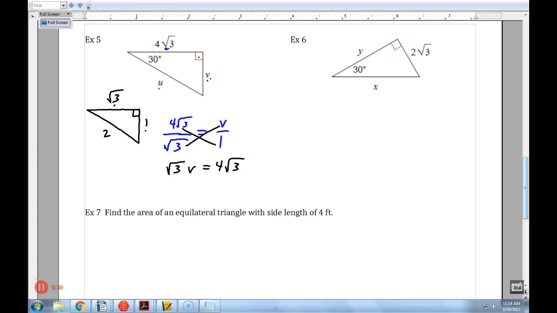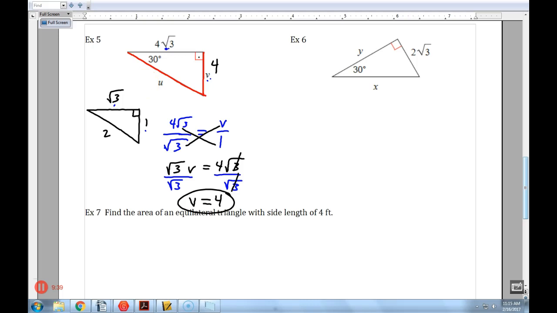Now if I want to get v all by itself, to get v all alone, I divide by the square root of 3, and I divide by the square root of 3, which should just give me v equals, these two go away, and I get v equals 4. Now I could use a shortcut right now. Right away, if I know the small side's 4, I know this hypotenuse, this longest side, is going to be double that. So I'm already kind of knowing it's going to be 8, but I want to show you the actual setup to get it.